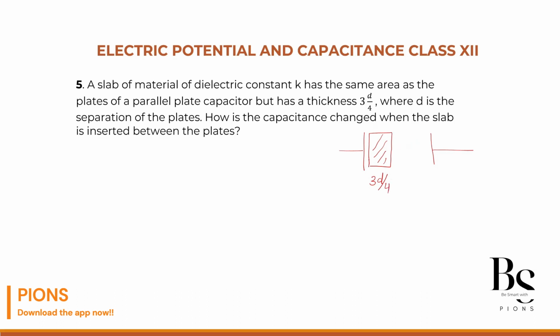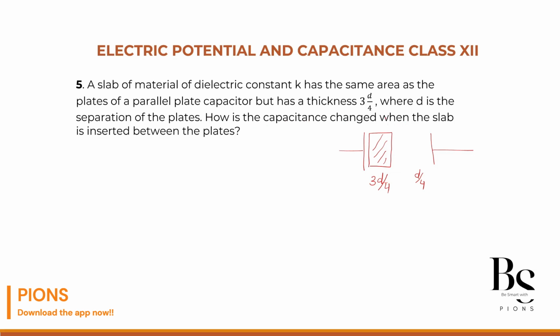If the total separation is D and this part is 3D by 4, how much is this part, empty space? D by 4. Sir, how did you get D by 4? You can subtract D minus 3D by 4, you will get D by 4. Or if you add both of them, you will get D. Right? Where D is the separation between the plates.